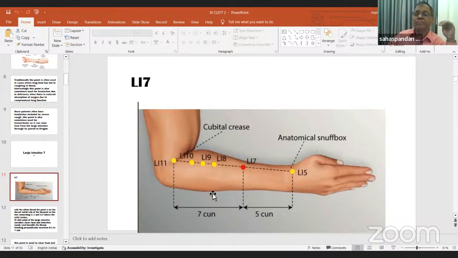And this point, LI7, is 5 cun proximal, 5 cun from LI5. This is 3 cun: four fingers is 3 cun and three fingers is 2 cun. So this is 7 cun away. Seven fingers ahead is this point, in the direction of LI11. So that is its location.